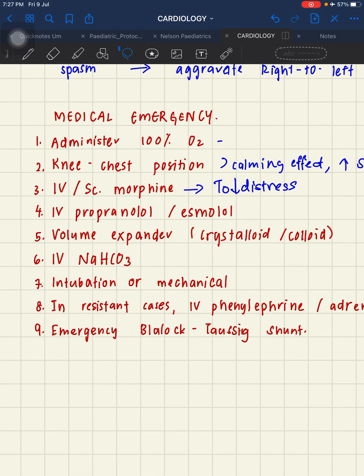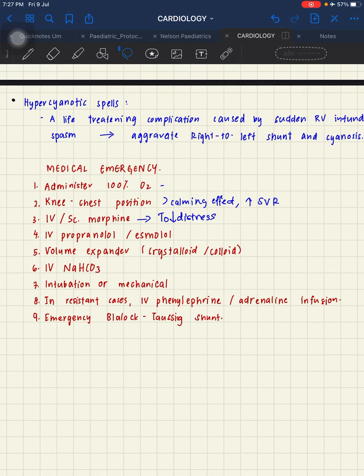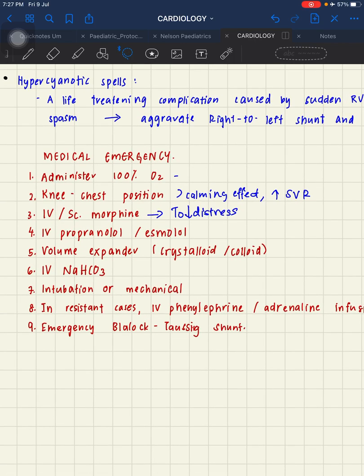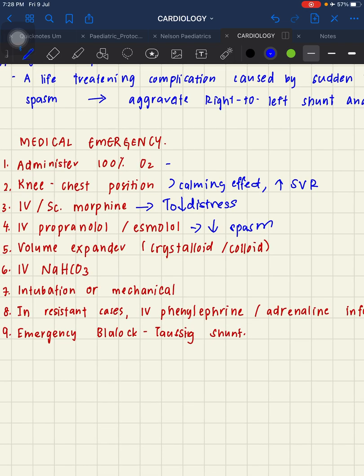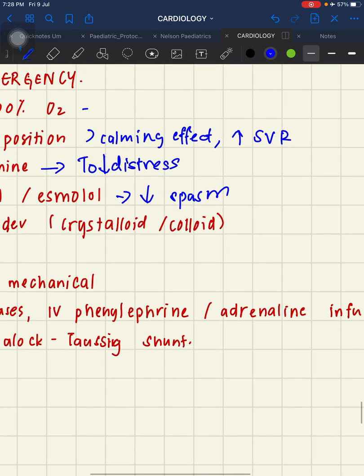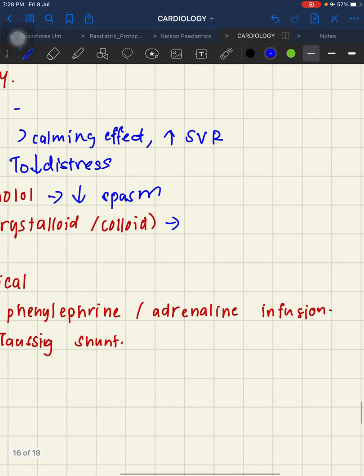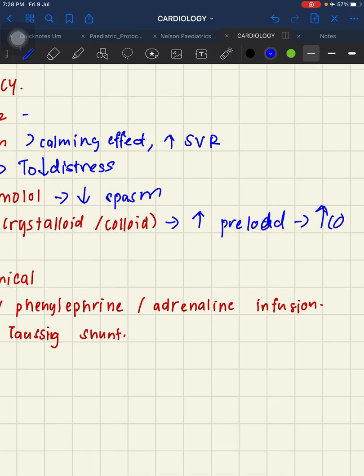And then there is a spasm in the infundibular part, right? So in order to relieve the spasm, we should give IV propranolol or esmolol. And then give a volume expander, which can be crystalloid or colloid, because this volume expander will increase the preload and in the end increase the cardiac output.